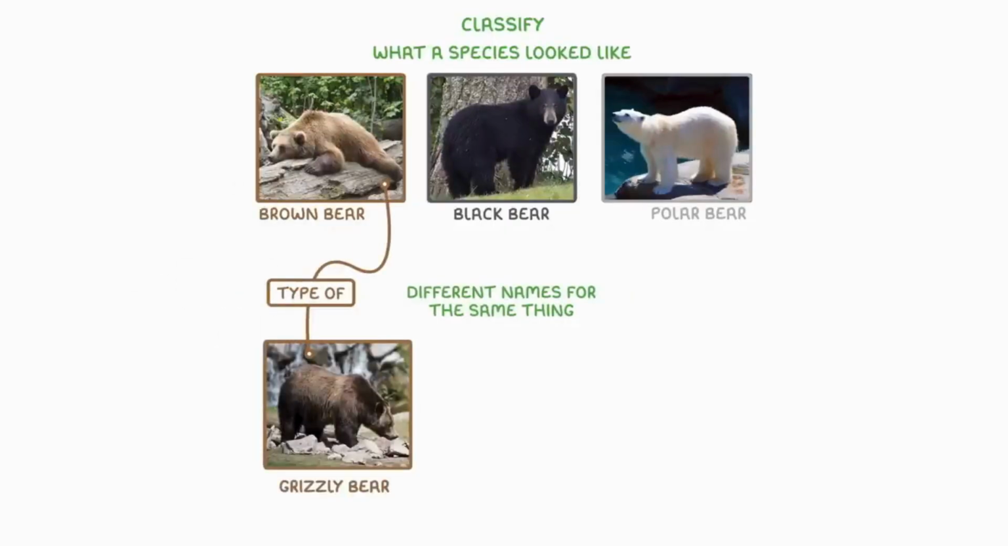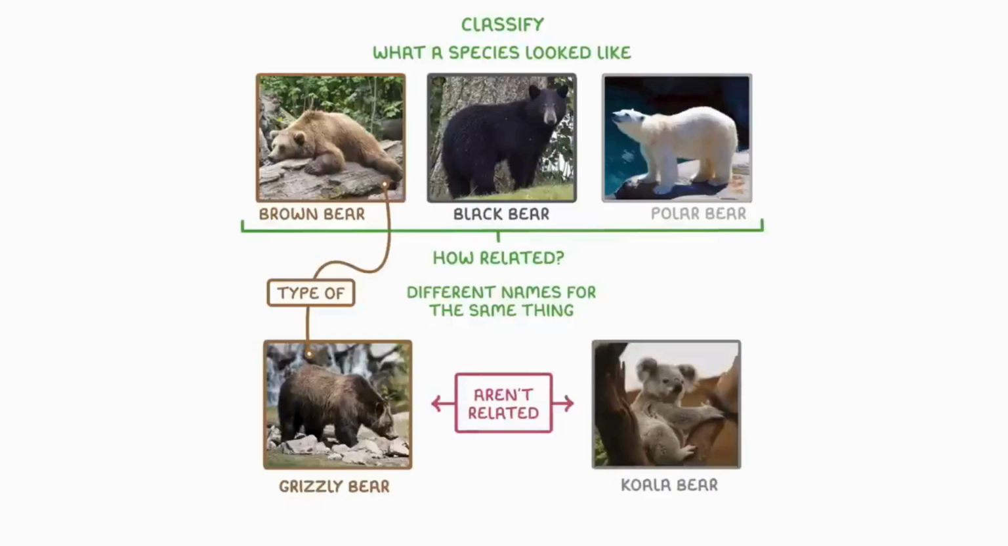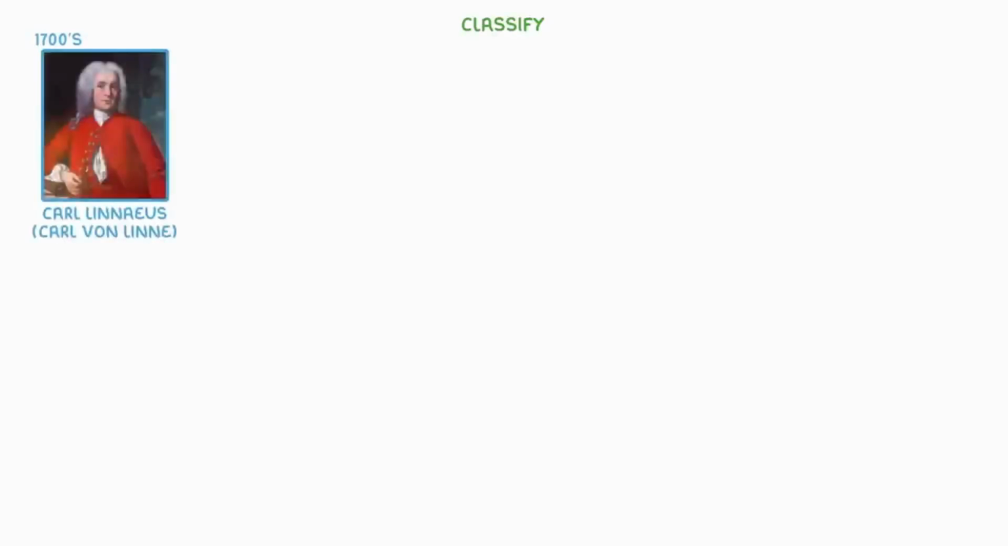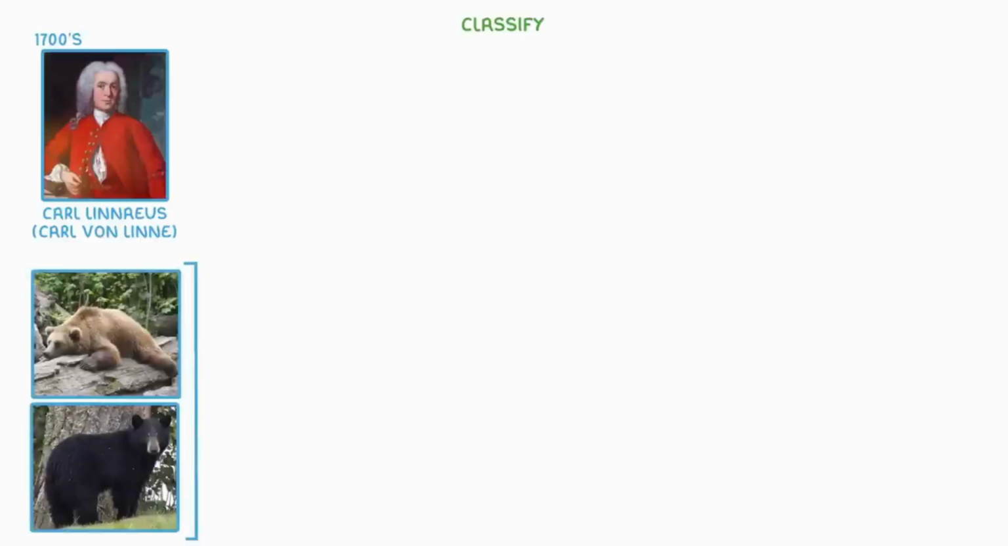The other problem is that simple names don't tell us much about how related the different species are. For example, grizzly bears and koala bears aren't really related at all. To try and fix all these problems, in the 1700s, a man named Linnaeus proposed a new type of classification, which grouped species together according to their characteristics and bone structures.